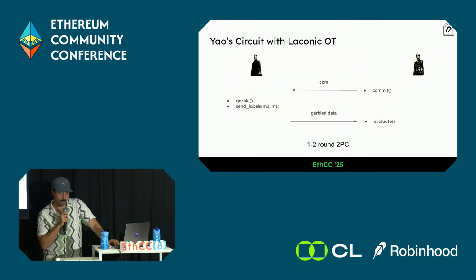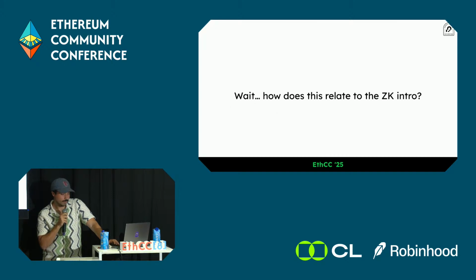So now in Yao's problem, the first problem we solve is that we can have a 1-2 round 2PC protocol where Alice can commit to her input. Bob can garble a circuit, send the labels through this oblivious transfer, send back the garbled data, and then Alice can evaluate and know who is going to pay for the dinner tonight.